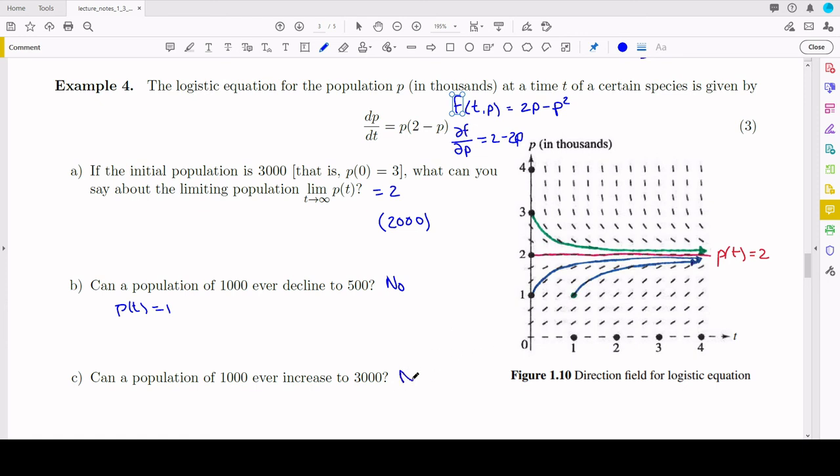So the short answer here is no, because one of these lines to go from 1 to 3 would have to cross this solution, which is a unique solution, and that cannot happen.